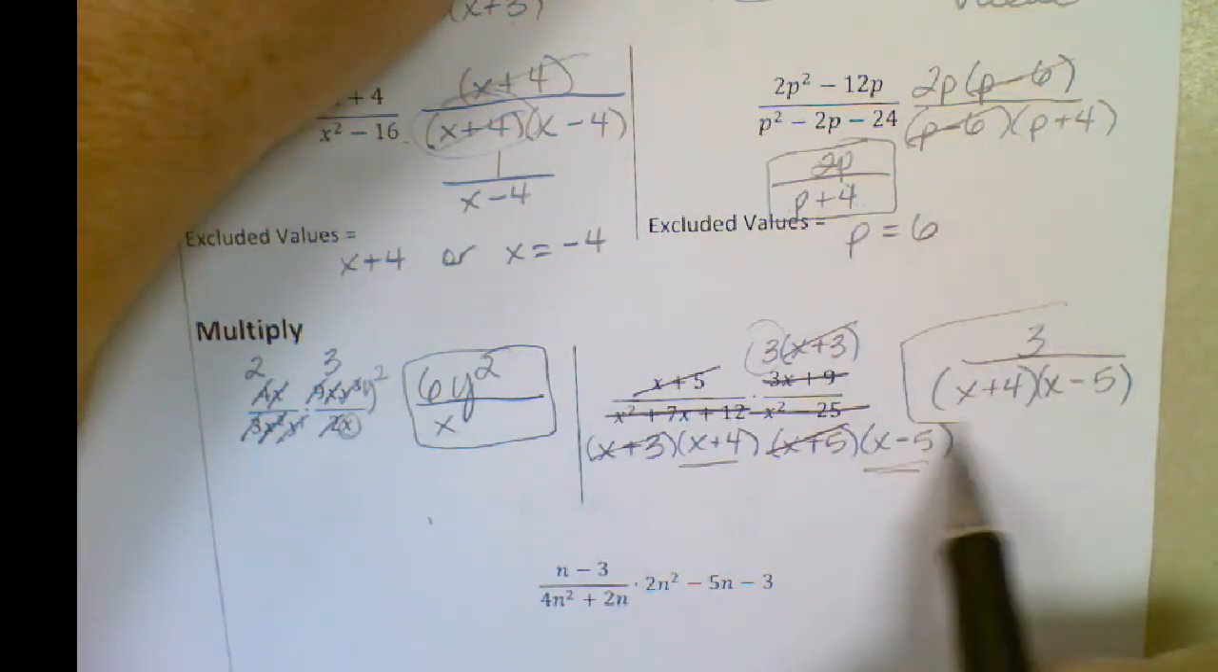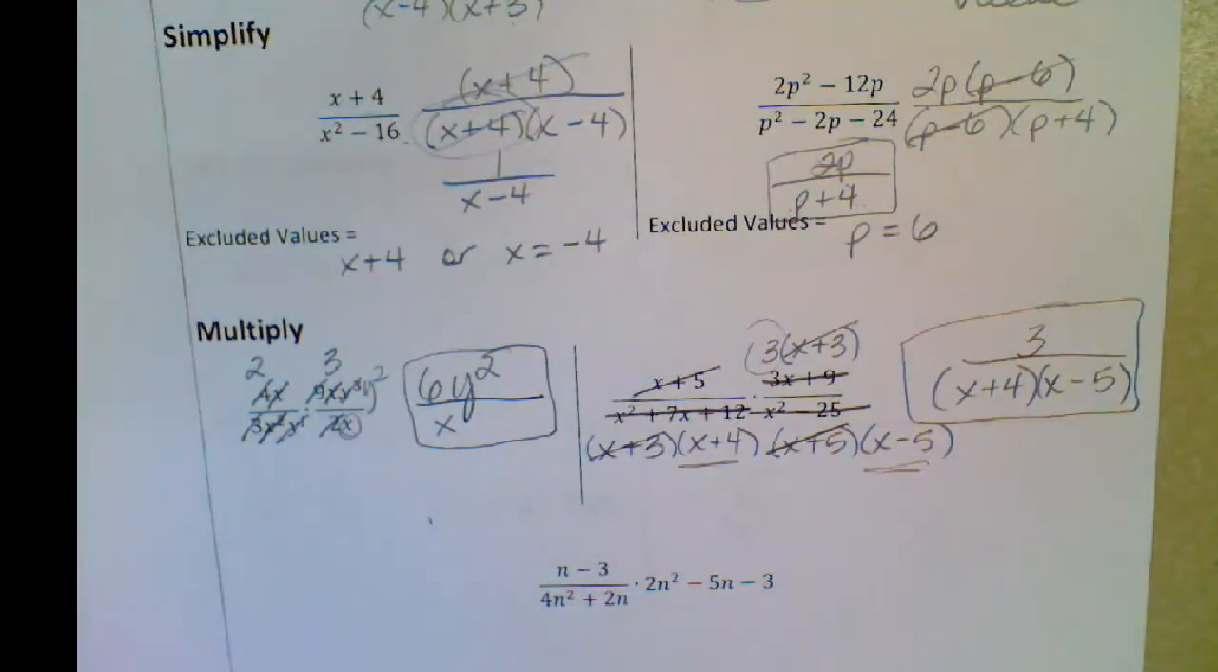My advice is to leave everything in factored form. You can always multiply these back out. I think it's more helpful and more concise to just leave it in factored form. There's nothing wrong with that.